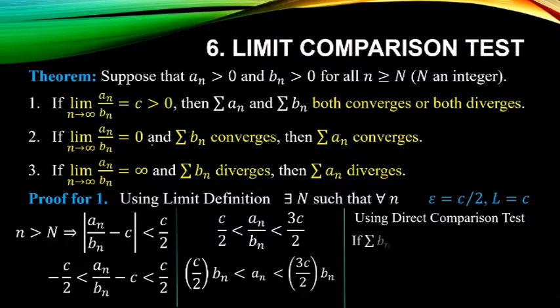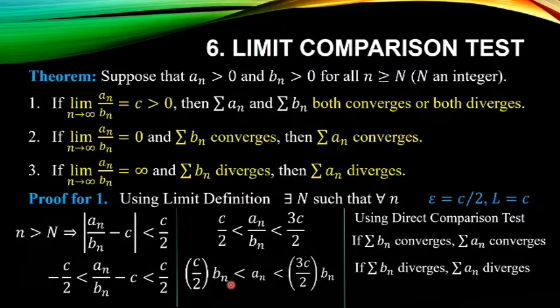Using the direct comparison test, if the summation of b sub n converges, then from the right side, since this is convergent, the smaller terms would be convergent also, so that series converges. And if b sub n diverges, so a multiple of b sub n, then this one also diverges since this is not bounded anymore. So that is the proof for 1 only that I will give.